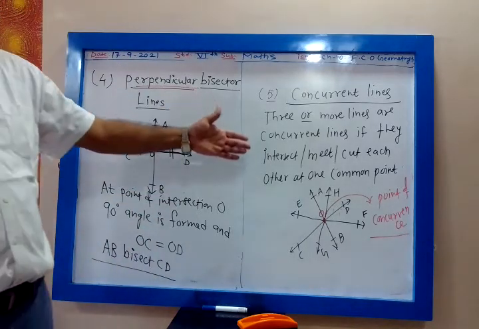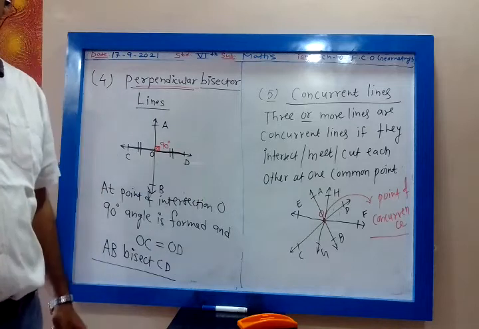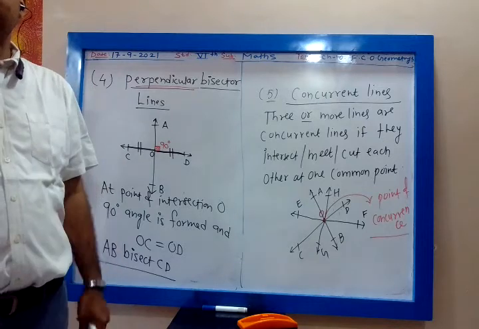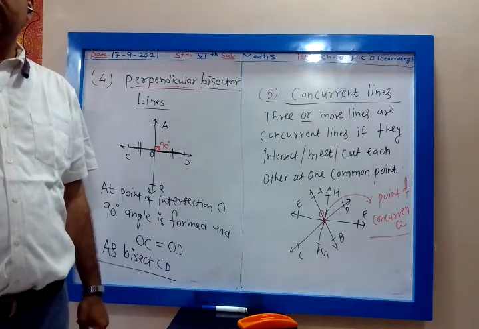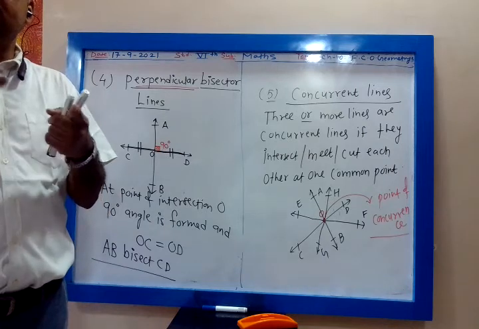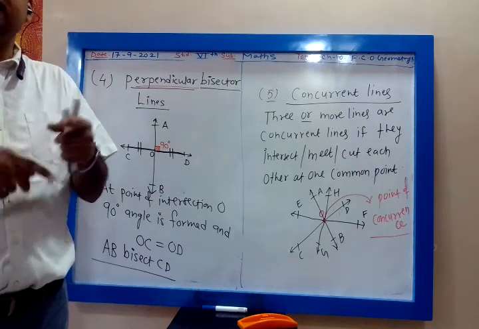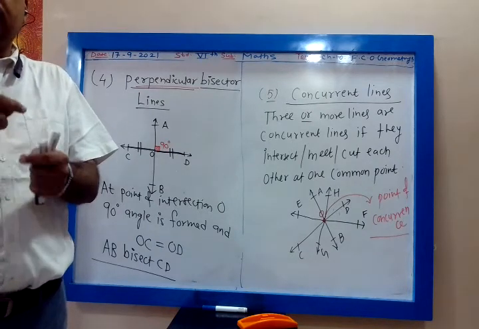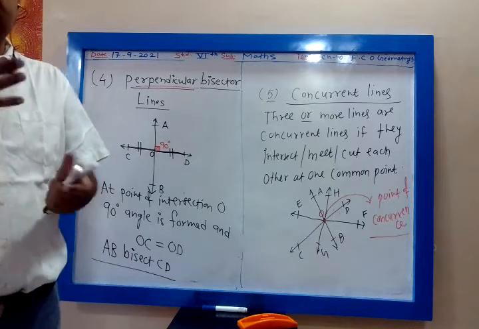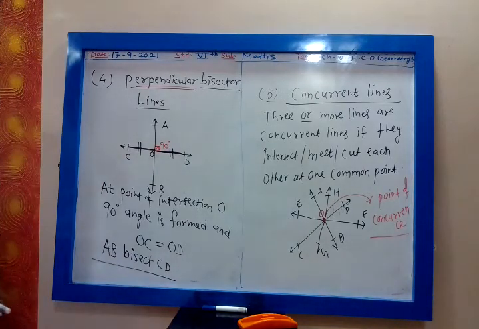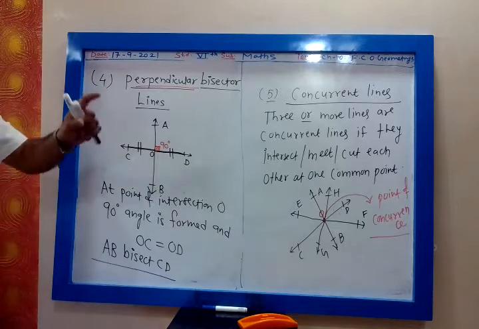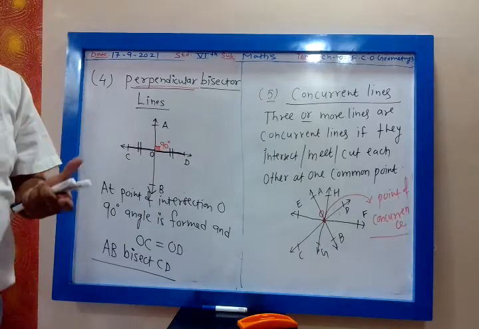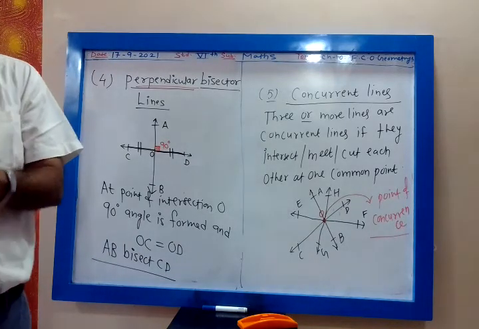No, you have to write, my dear. All the lines, they cut each other at O. So O is known as point of concurrence. Whereas if two lines are there, then they are intersecting lines, and O is known as point of intersection. For intersecting lines, it is point of intersection. For concurrent lines, it is point of concurrence. And concurrence we use whenever there are more than three lines. If there are two lines, we say that they are intersecting lines, and O is point of intersection.